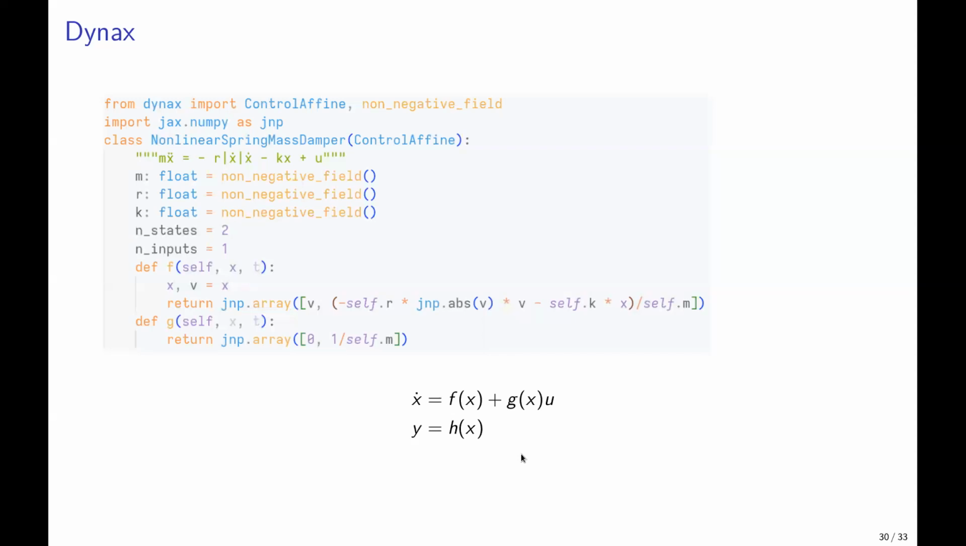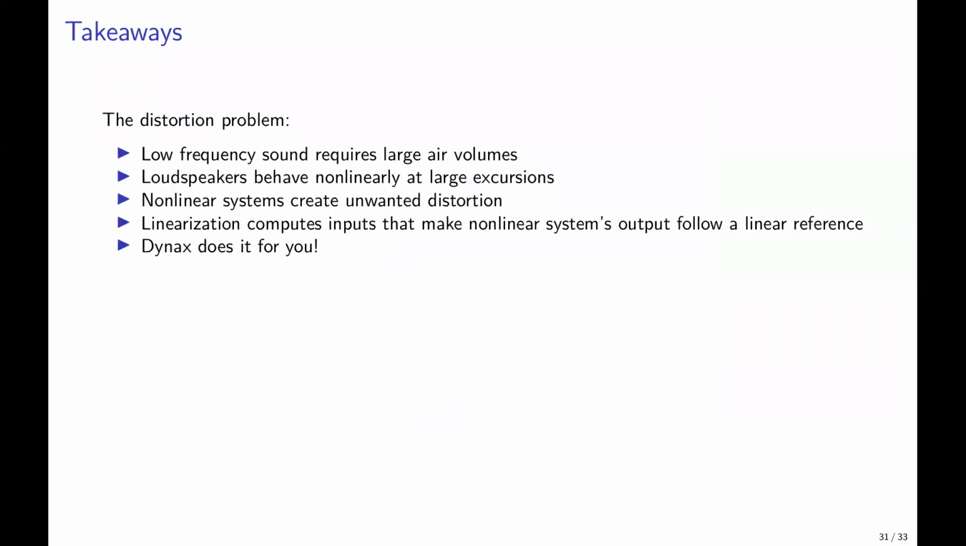I'm not going to go into detail at all, but the main idea is that in Dynax, you just define a class, and the class defines, for example, these functions f, g, and h. This is just a nonlinear mass spring damper. We all know how that looks. And from this, it can automatically compute the linearization law, for example. It's totally a work in progress, and the documentation is not there yet, but if it's interesting for anyone, just reach out and I'm happy to look at your problem together. All right.